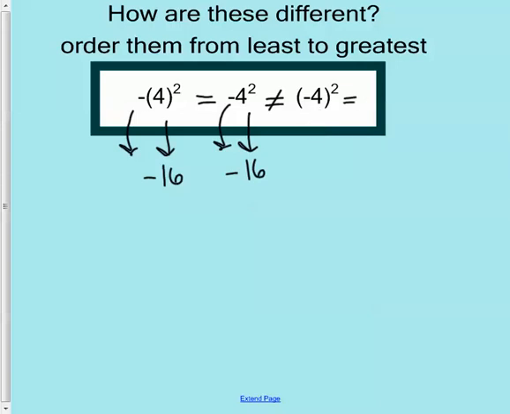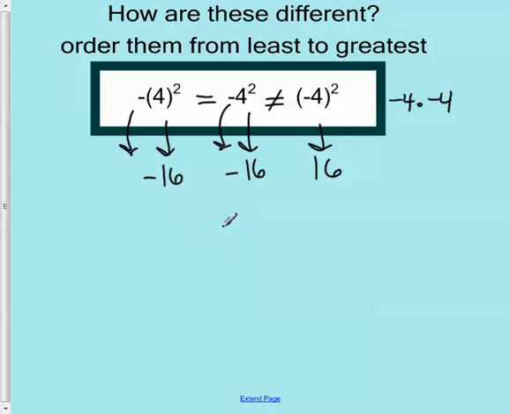What this one means is actually -4 times -4, and that is a positive 16. So the only time that the number is actually positive when it's a negative number being squared is when it's got that parentheses around it. This one right here is the only one that works like that.